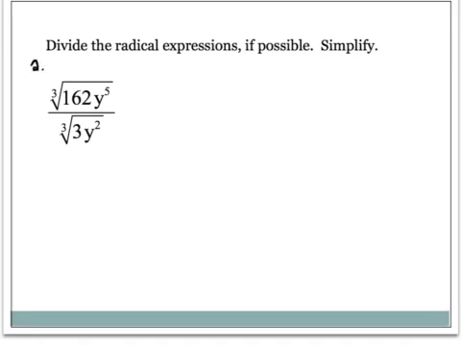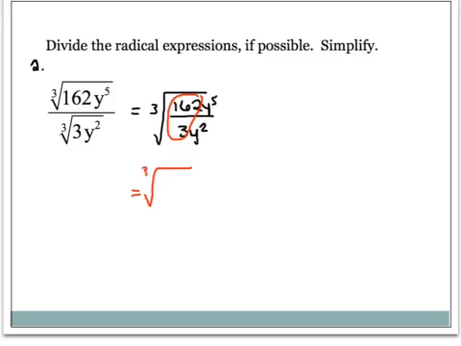Example 2. Now we have the cube root of 162 y to the fifth, divided by the cube root of 3y squared. So since we're doing cube roots for both of them, we can rewrite this as one large cube root of 162 y to the fifth, divided by 3y squared. And what you want to do then is simplify the radicands. 162 divided by 3 is 54. So I'm going to rewrite this as a cube root of 54. Y to the fifth divided by y squared becomes y cubed.